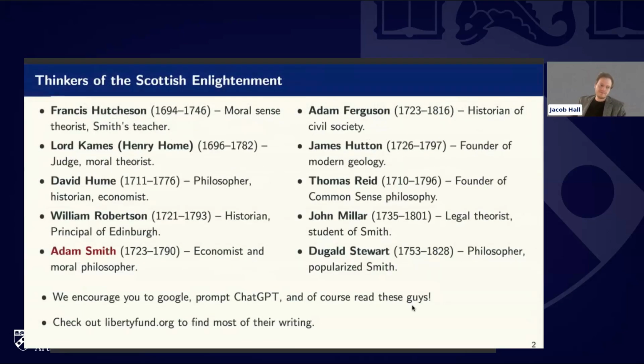Okay. So there's a lot of thinkers in the Scottish Enlightenment. We're going to talk about one, and I'm going to sprinkle these other guys in throughout the lecture. So Francis Hutcheson, Lord Kames, David Hume, William Robertson, Adam Smith, Ferguson, James Hutton, Reid, Millar, Stewart. These guys are either influencers on Smith or influenced by Smith.